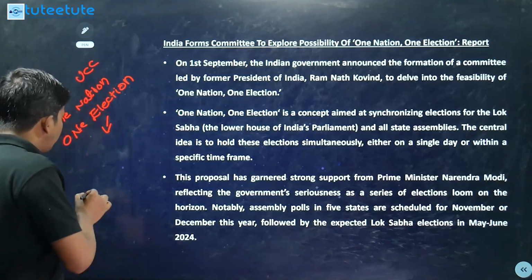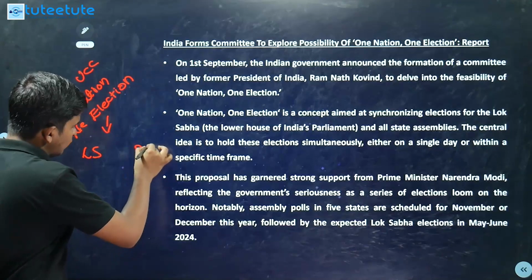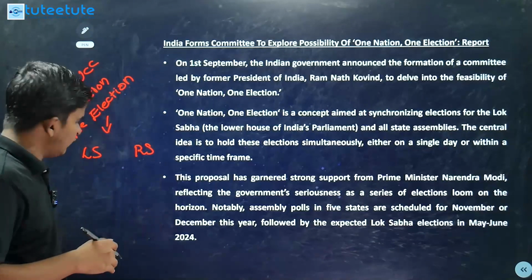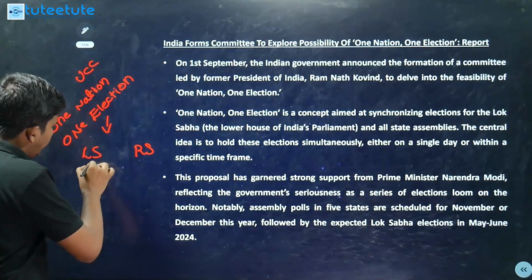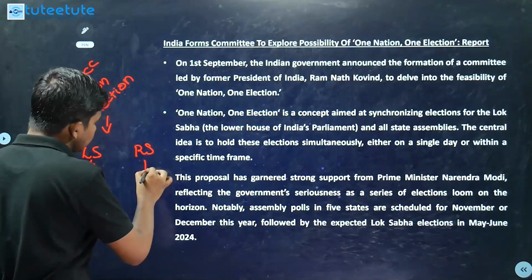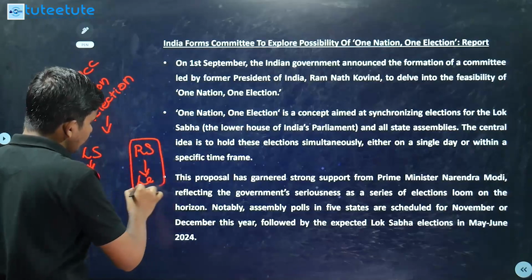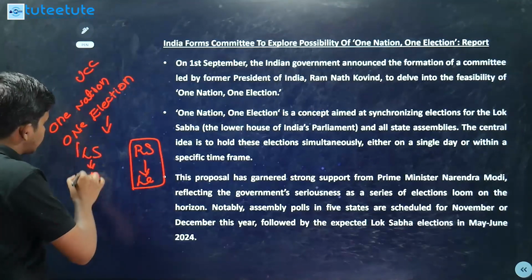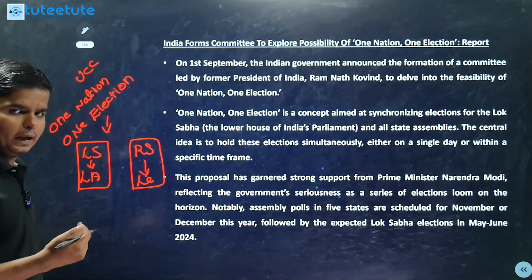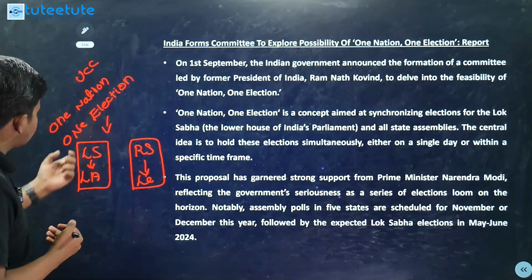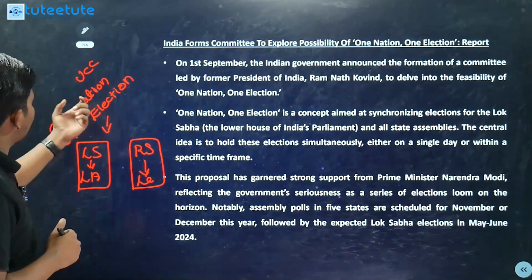That means we know we have two houses in parliament. One is Lok Sabha and another one is Rajya Sabha. And the same thing in the state: the legislative assembly is equal to the Lok Sabha and the legislative council is equal to the Rajya Sabha. We are not going to discuss these two things. That is not important. We are going to discuss the Lok Sabha and legislative assembly. The central government thinks we can conduct elections for Lok Sabha and legislative assemblies in a single period of time. That is the concept of one nation, one election.